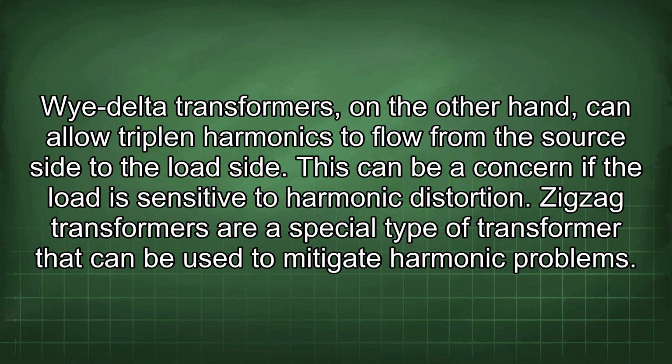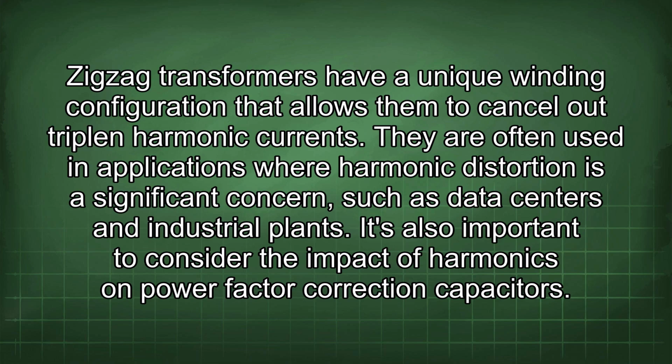Zigzag transformers are a special type of transformer that can be used to mitigate harmonic problems. Zigzag transformers have a unique winding configuration that allows them to cancel out triplen harmonic currents. They are often used in applications where harmonic distortion is a significant concern, such as data centers and industrial plants.